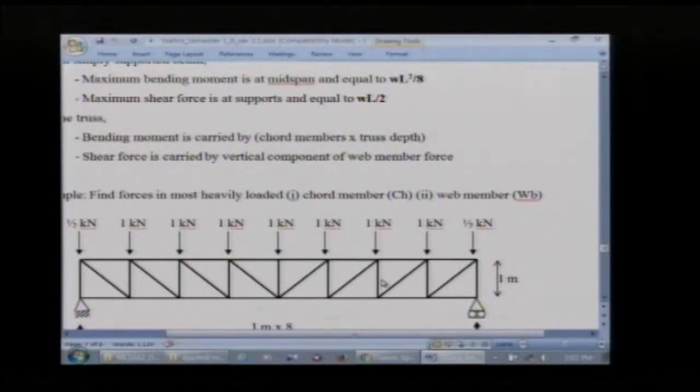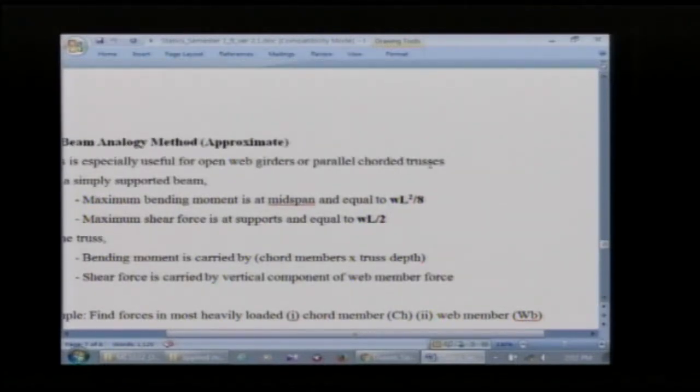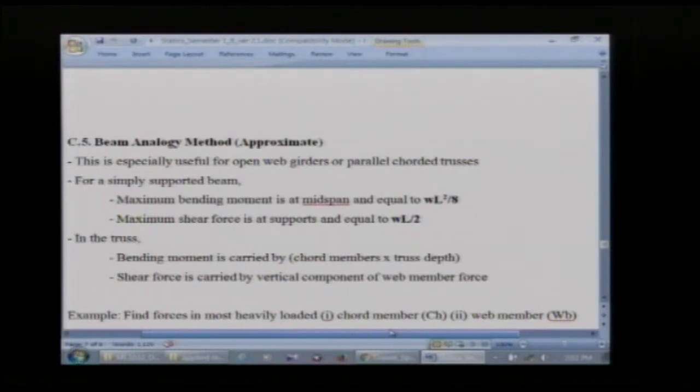Okay. So, how do we do that? This is called using a beam analogy. Analogies mean something that you are comparing. This is especially useful for what are called open web girders like that. That middle part is called the web. In fact, I said that sometimes these are called chord members and these are called web members.